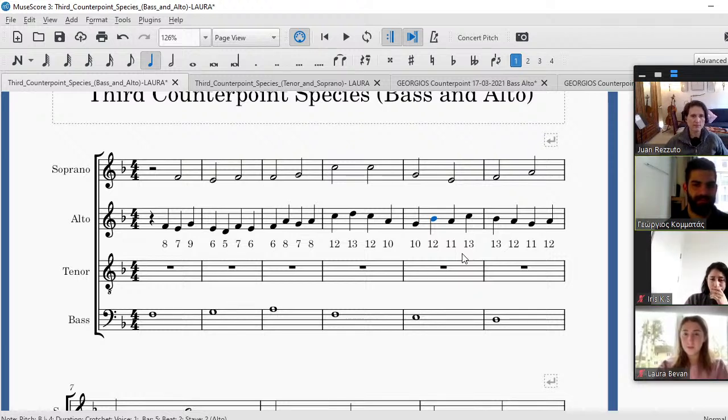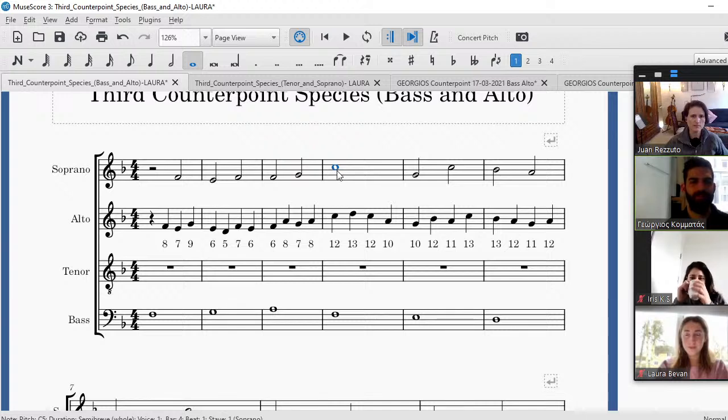G and C, I would say. Which one? Sorry. G and C. Exactly. What structural note would you put here? B and A. Exactly. Yeah. And this one, just one second.